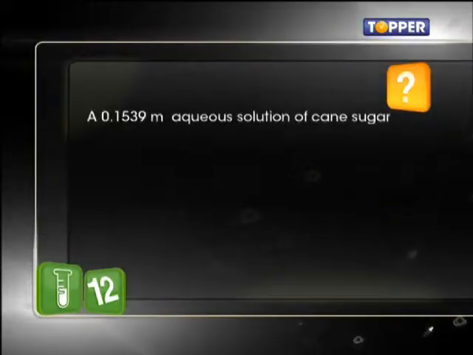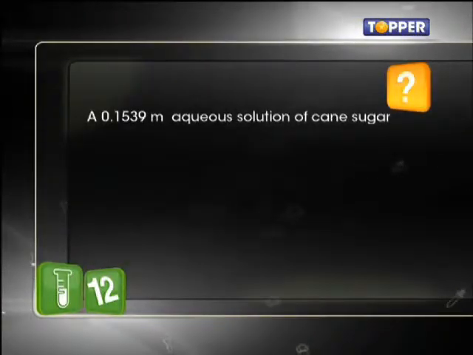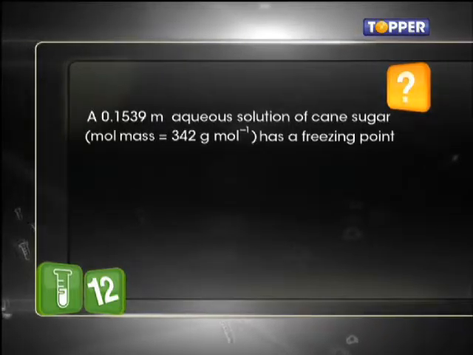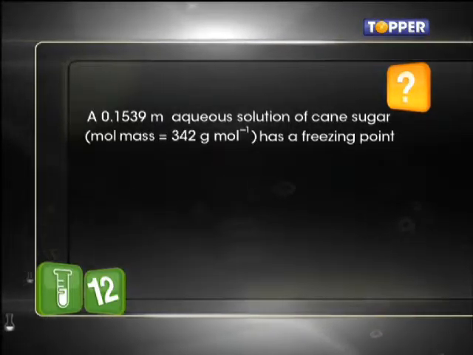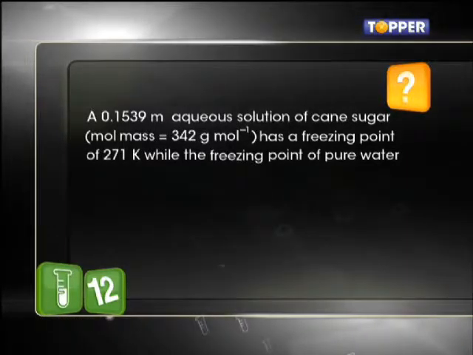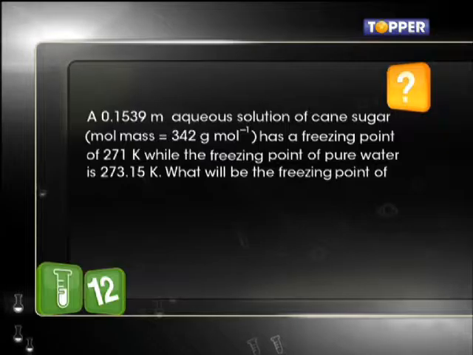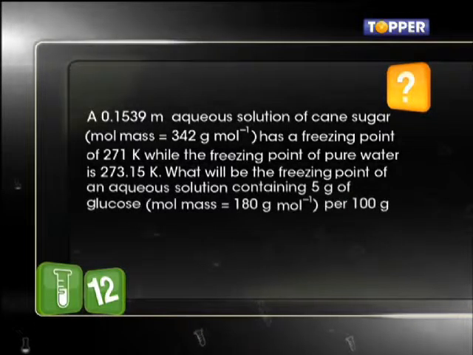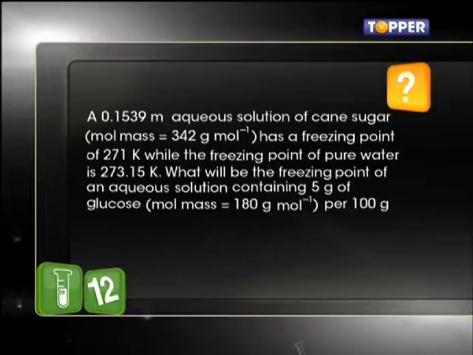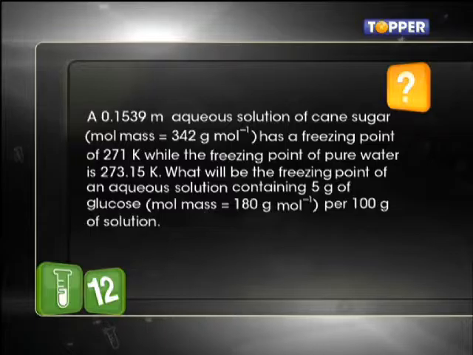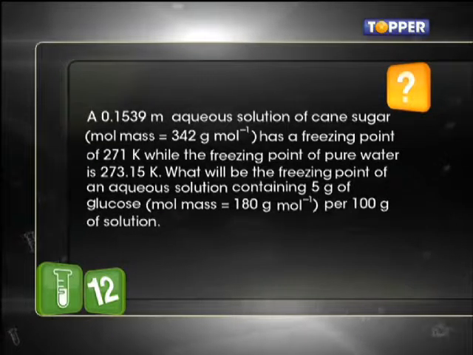A 0.1539 molal aqueous solution of cane sugar, molar mass equal to 342 grams per mole, has a freezing point of 271 Kelvin, while the freezing point of pure water is 273.15 Kelvin. What will be the freezing point of an aqueous solution containing 5 grams of glucose per 100 grams of solution, the molar mass of glucose being 180 grams per mole?